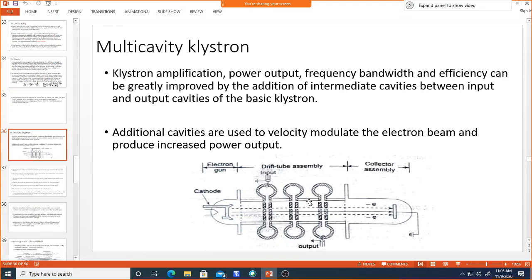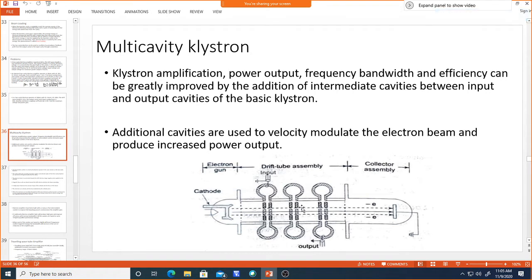Now if these cavities are tuned to the same frequency, then the gain will be increased, but since it is a resonant structure, the bandwidth will be very narrow. Now if the cavities are slightly tuned to different nearby frequencies, then the gain will be reduced but the bandwidth of this amplifier will be increased. So that is how the bandwidth and the gain can be improved in the multi-cavity klystron.